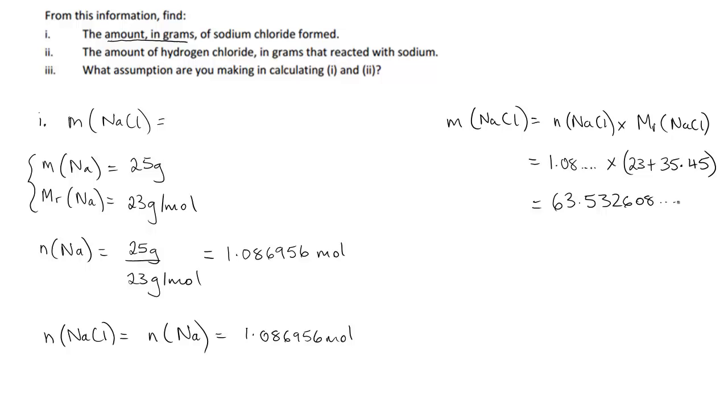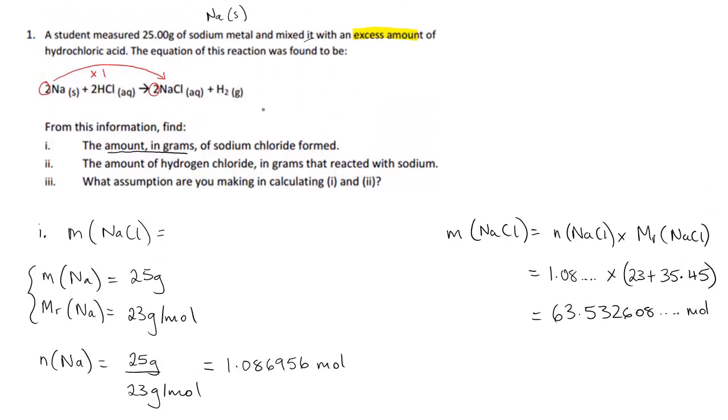Then we get a mass of 63.532608, and it keeps on going. We need to remember how many significant figures we were dealing with. You can see that the 25 deals with 4 significant figures, so this is going to be cut off at 4 significant figures, and therefore it is 63.53. And it's not mole at the end, it's grams. I apologize for that. So this is the mass of sodium chloride.